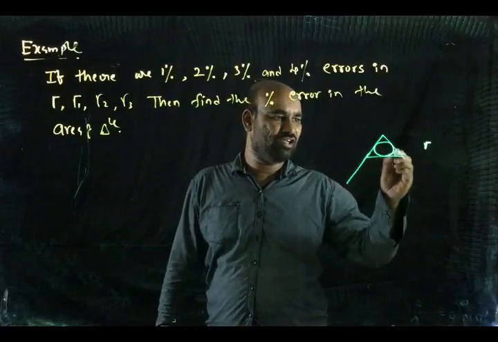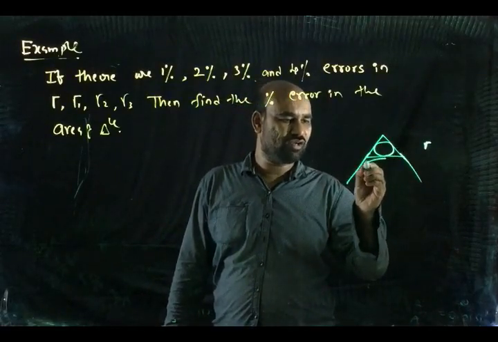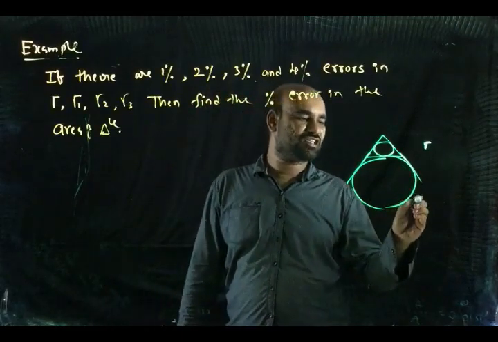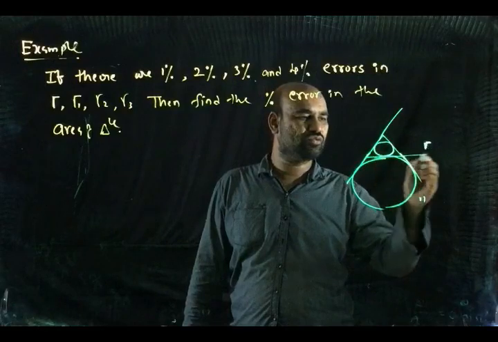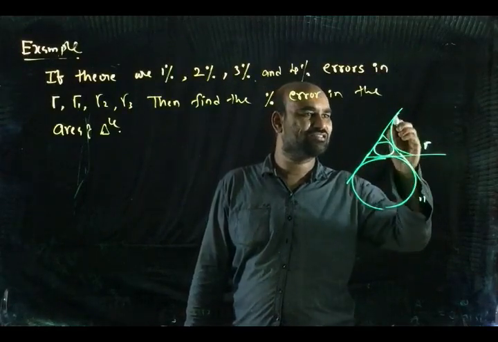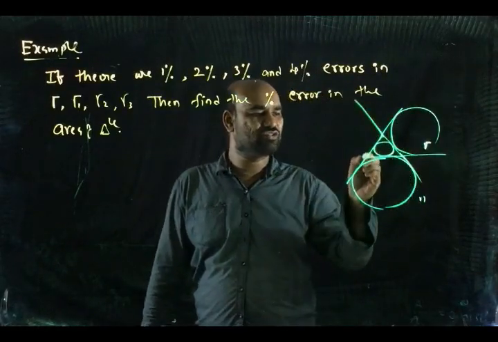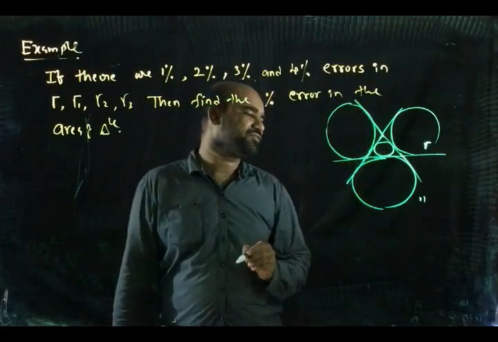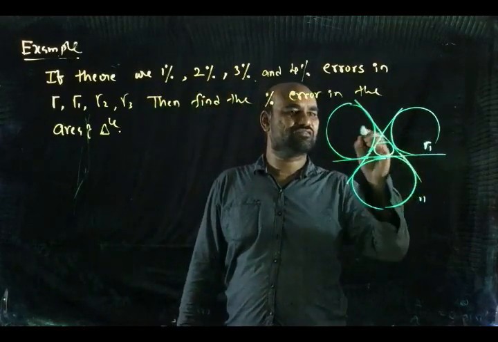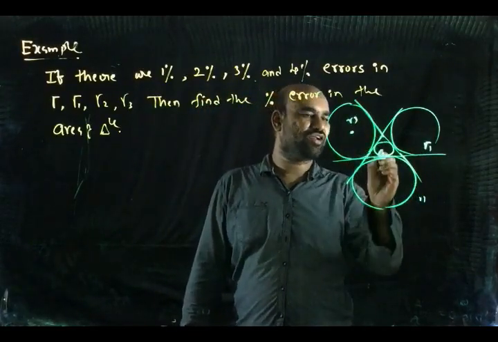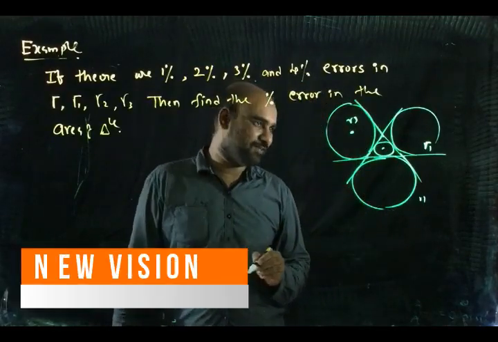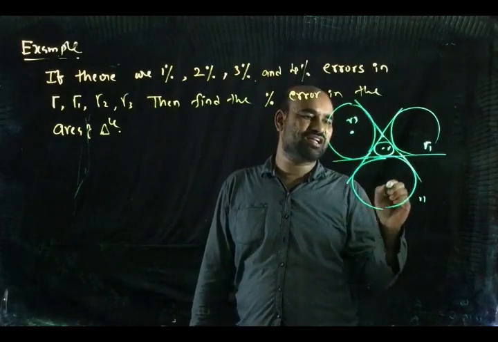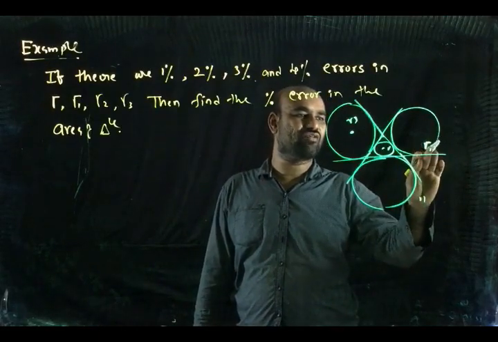While extending any two sides, here we will get one excircle. So its radius is taken as r1. Similarly, while extending these two, we get another excircle. While extending these two, another excircle exists. For a triangle, there are one incircle and three excircles. The incircle radius is taken as r. The excircle radii are taken as r1, r2, r3.